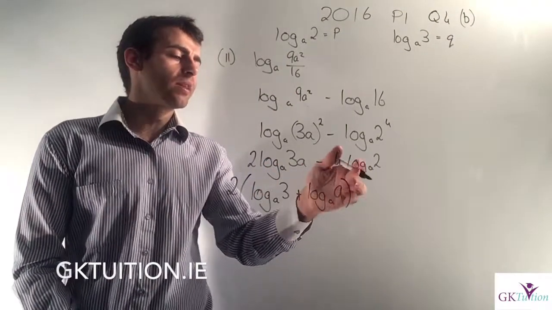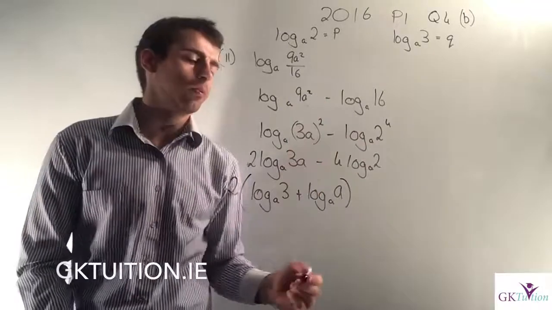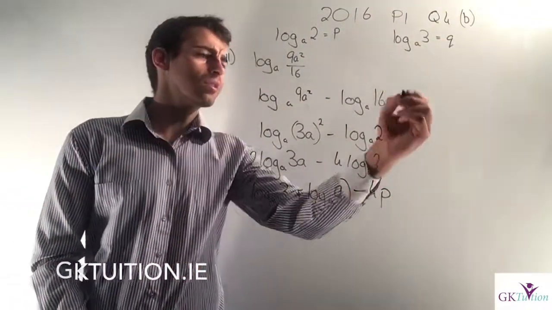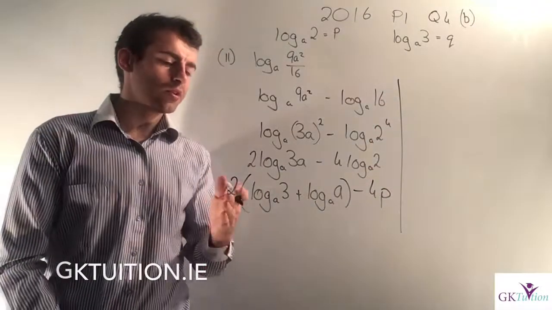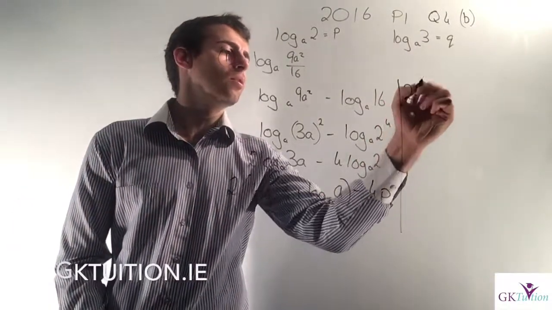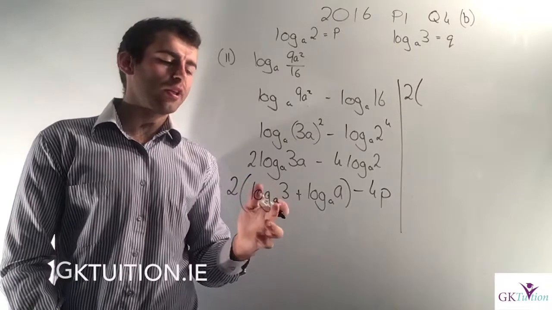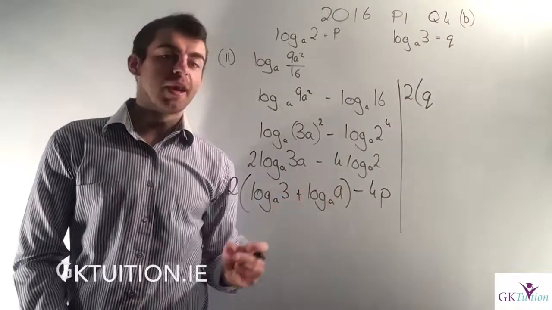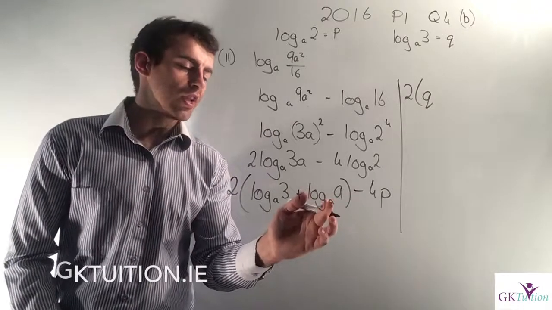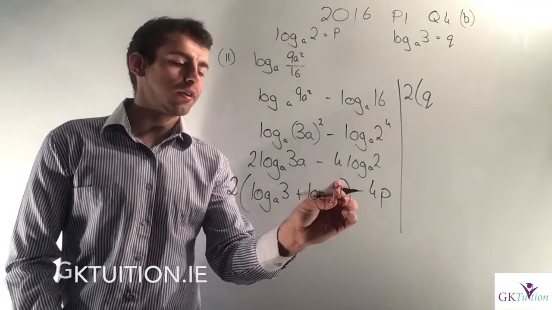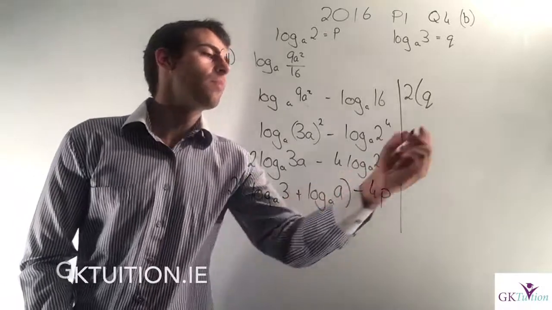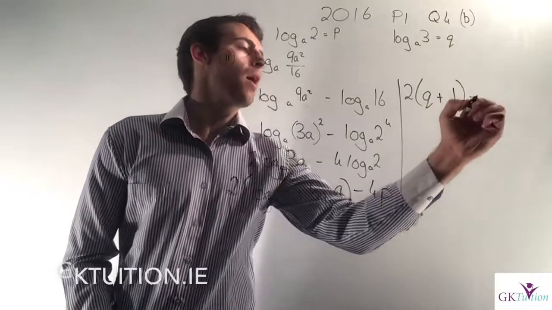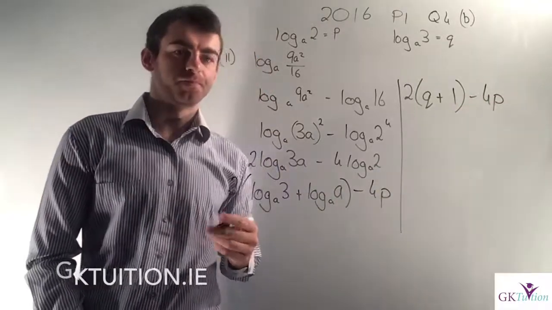And I can rewrite this as, instead of log 2 to the base a, I can just sub in p, so it becomes minus 4p. So let's continue this one up here. So now I can just sub in. So we've still got a 2 outside. Instead of log 3 to the base a, I can just sub in q. And the log of a to the base a is just 1. Because I have the same base and the same number here, it's just a 1. So my bracket becomes q plus 1, and then I've got minus 4p.